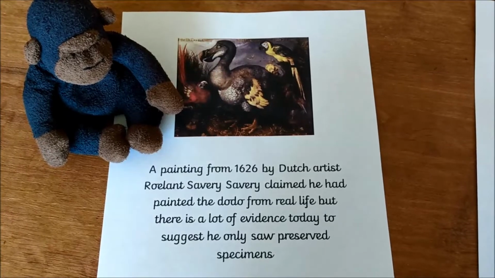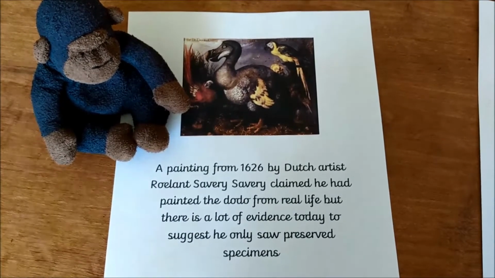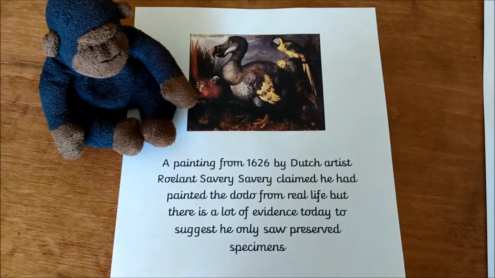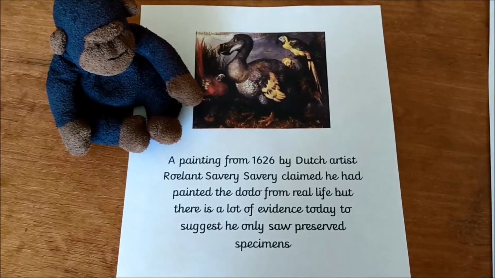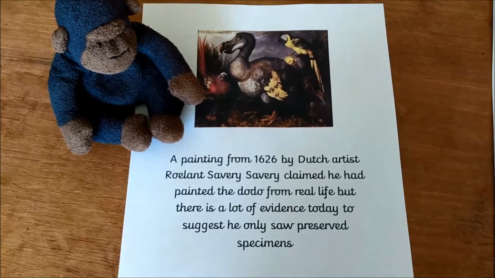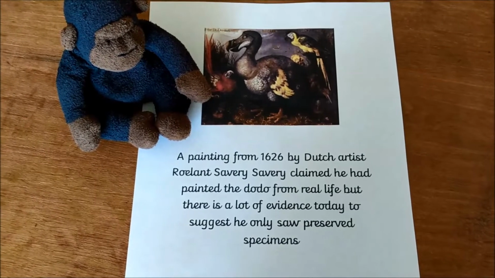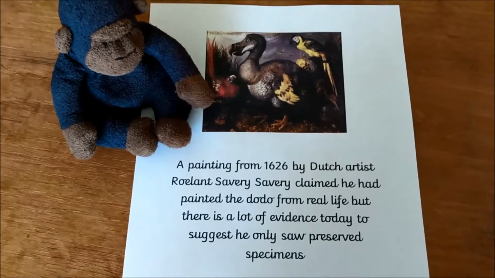Now, my little friend here would like it known that he is not an orangutan, he's a gorilla, but he wanted to take part in this, and he has found a painting from the date 1626 by a Dutch artist who claimed that he had painted the dodo from real life. But there is a lot of evidence today to suggest he only ever saw preserved specimens, so stuffed versions of the animal.